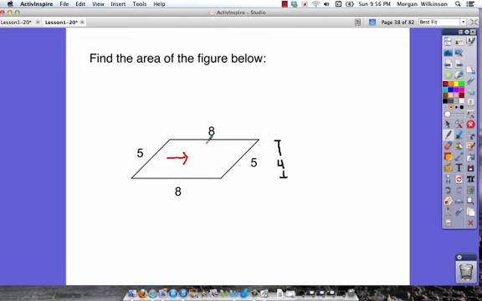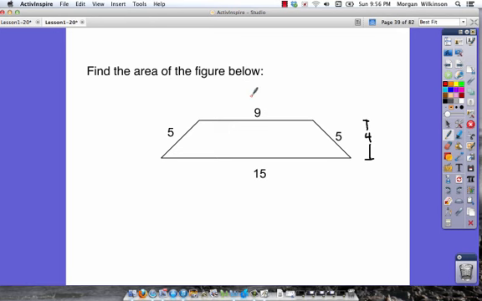So in this one, length times width would be 8 times 4, because our width is always straight up and down compared to our length. So 8 times 4 is equal to 32. We're going to get 32 square units. And we've got our answer for our problem here. It looks tricky, but we just need to remember this is a rectangle that's been shifted. So it's just length times width.